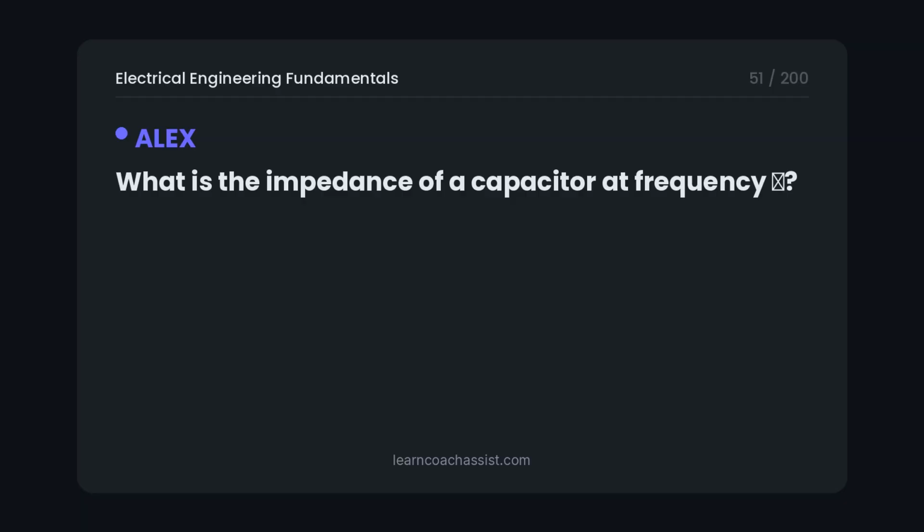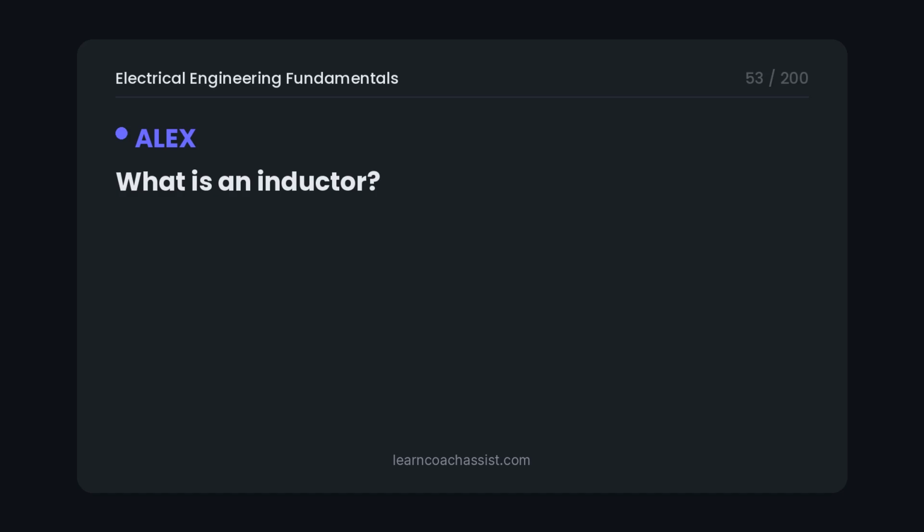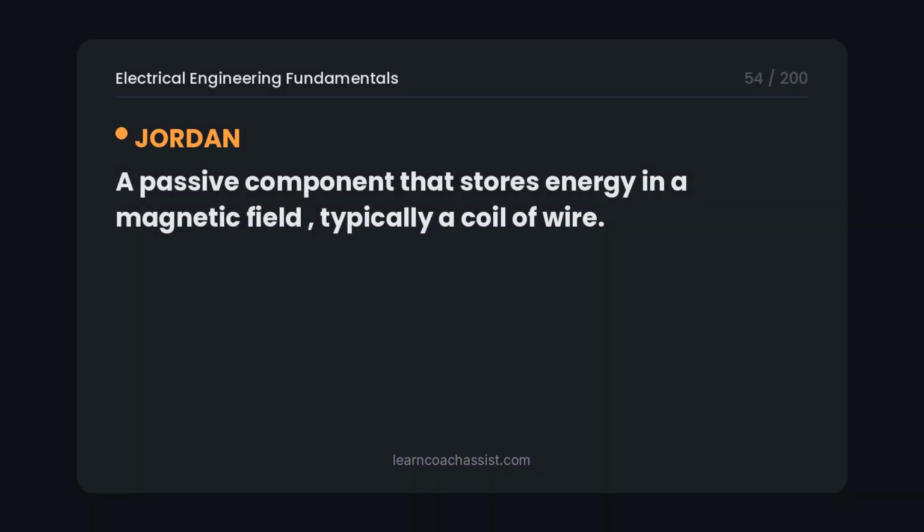What is the impedance of a capacitor at frequency omega? Z_C equals 1/(jωC), where j is the imaginary unit and ω is angular frequency. What is an inductor? A passive component that stores energy in a magnetic field, typically a coil of wire.